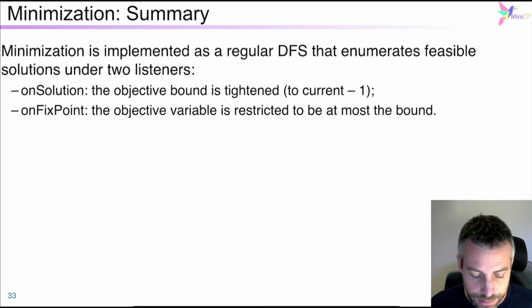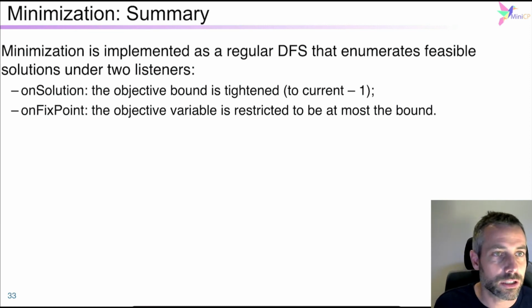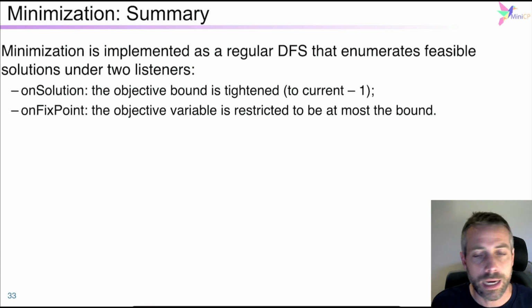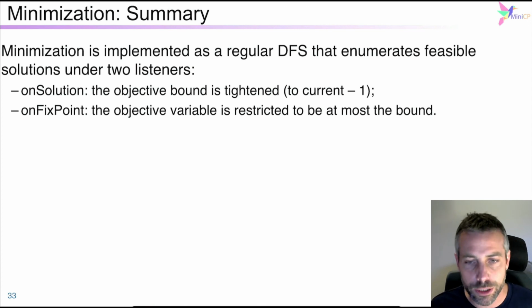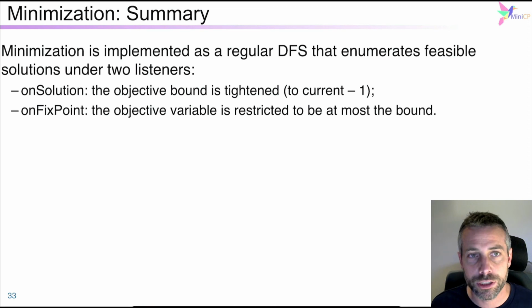So let's summarize. We have implemented the minimization mechanism. That's a very regular depth first search that enumerates all feasible solutions, but with 2 listeners. One listener will tighten the objective function every time a new feasible solution is found, and every time the fixed point is triggered, we make sure that we restrict the bound of the objective variable to make sure that it's impossible to find a next feasible solution that is worse than the previous best feasible solution.